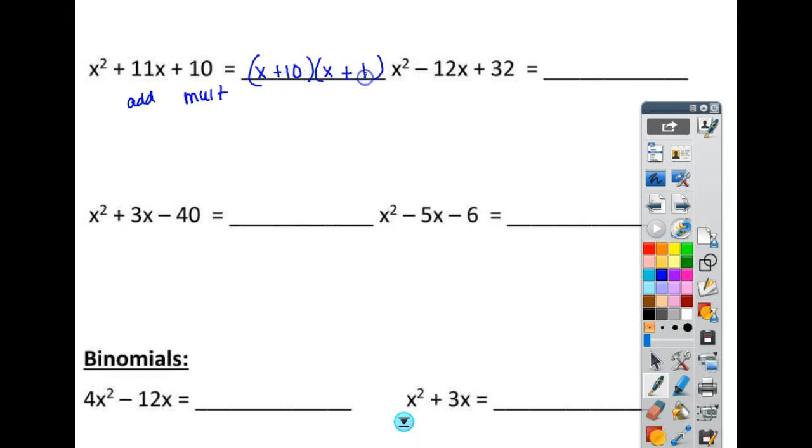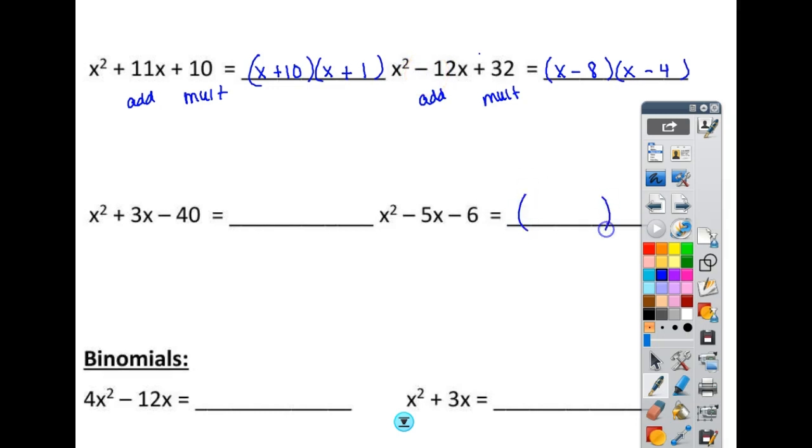Good. Okay? What multiplies to 32 that adds to negative 12? Yeah, 8 and 4. But what kind of an 8 and what kind of a 4? Yeah, they're both negative. Good job. Okay, this means they're both the same. They're either going to both be positive or both be negative. That plus in front of the positive 32 means they're both going to be negative.